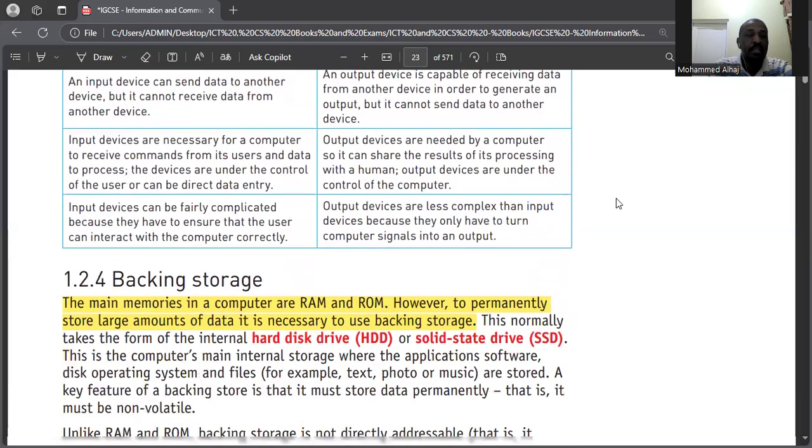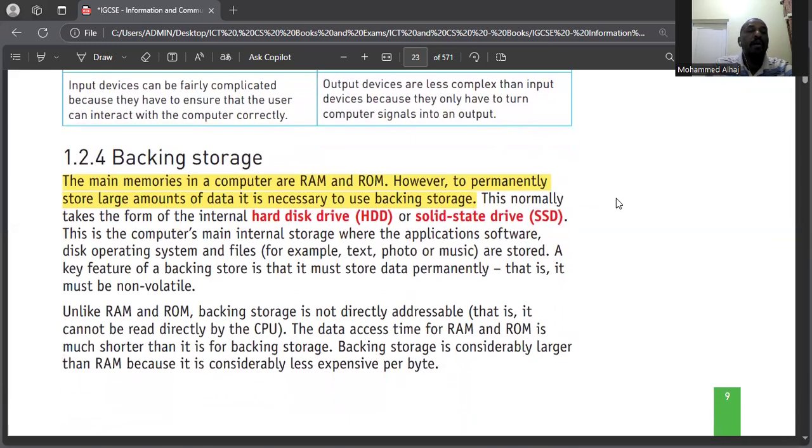Next point is about backing storage. Mainly, the storage or the memory is classified into two categories in a computer. As we talked about earlier, internal memory, which we also call primary memory, can be represented in the form of RAM and ROM. And the second part is called backing storage or secondary storage. Those are the main memory, as we said, RAM and ROM.